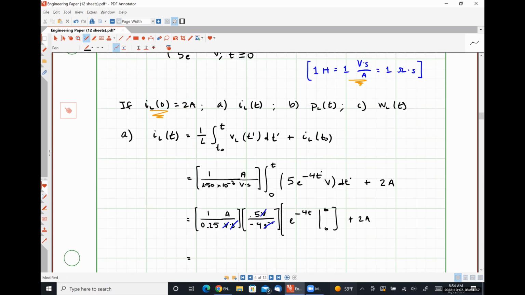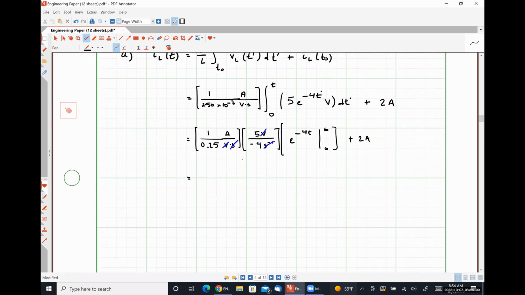So dealing with all those constant terms on the left-hand side, I have 1 times 5 over -4 times 1/4. So I believe that's just going to look like -5 with units of amps.